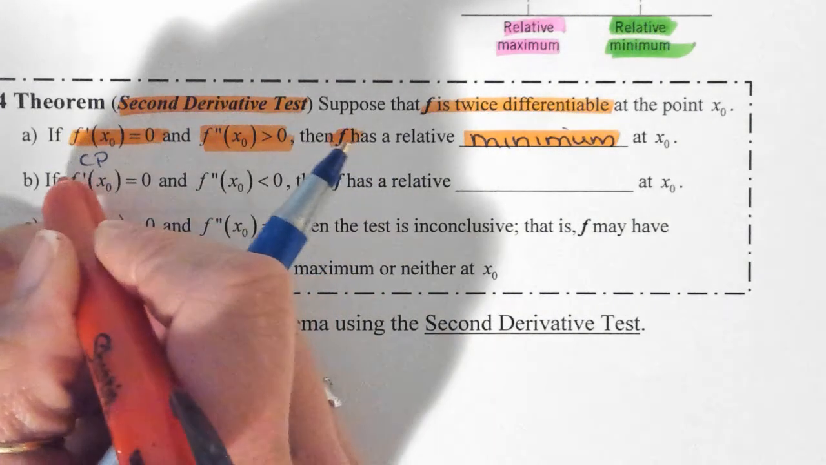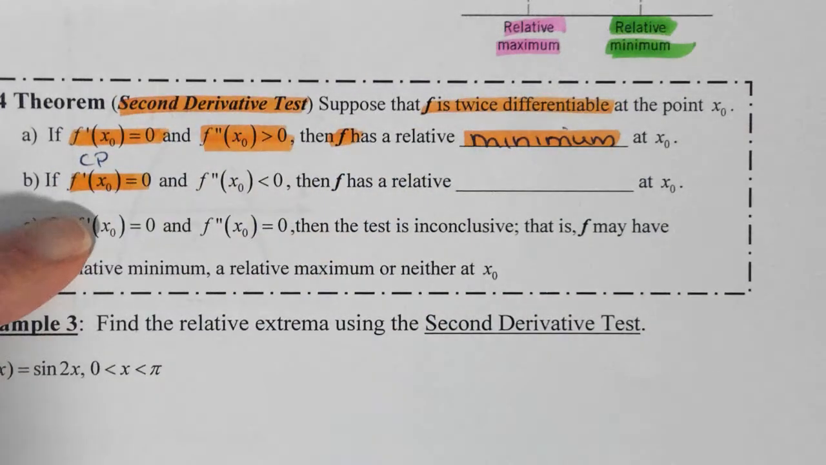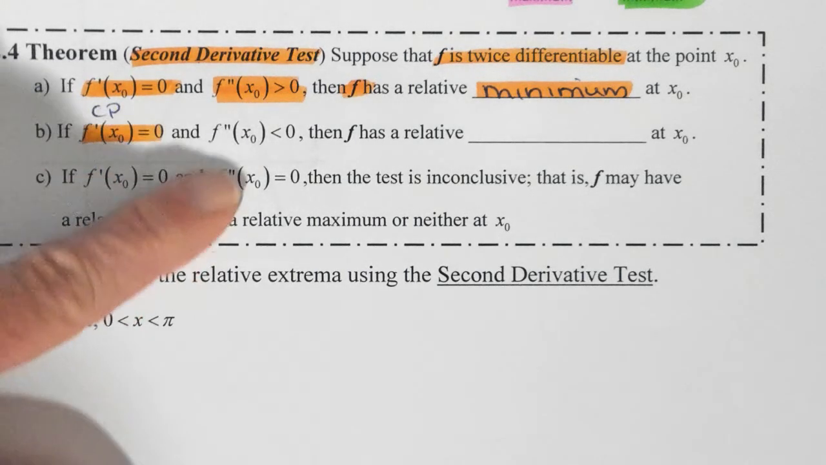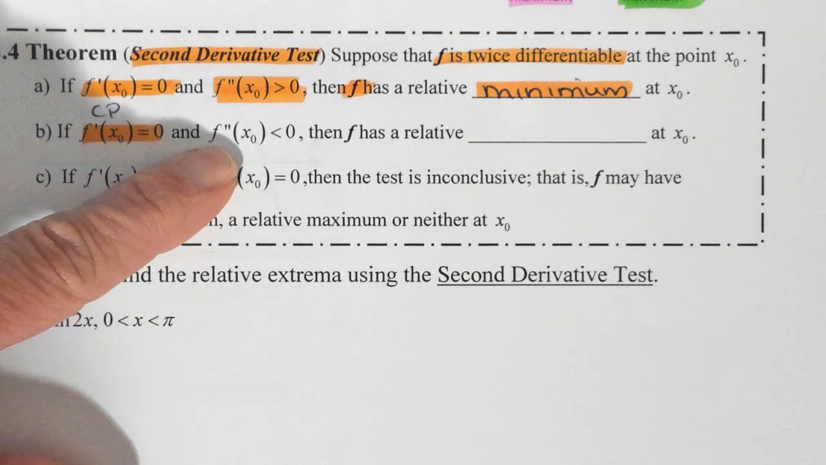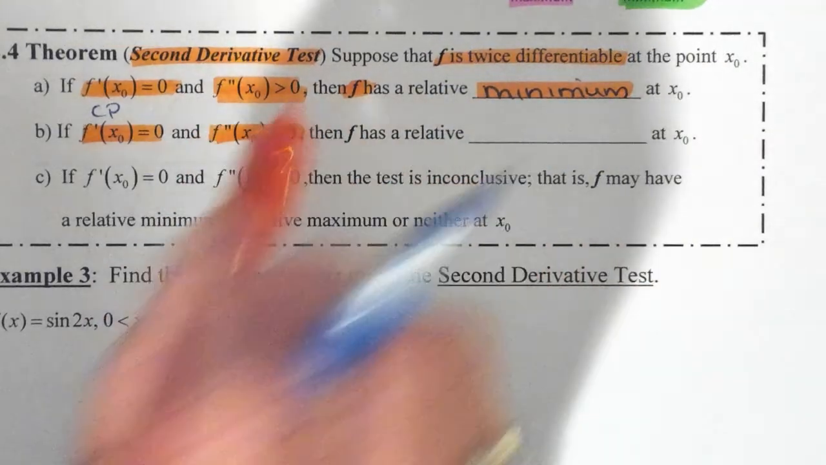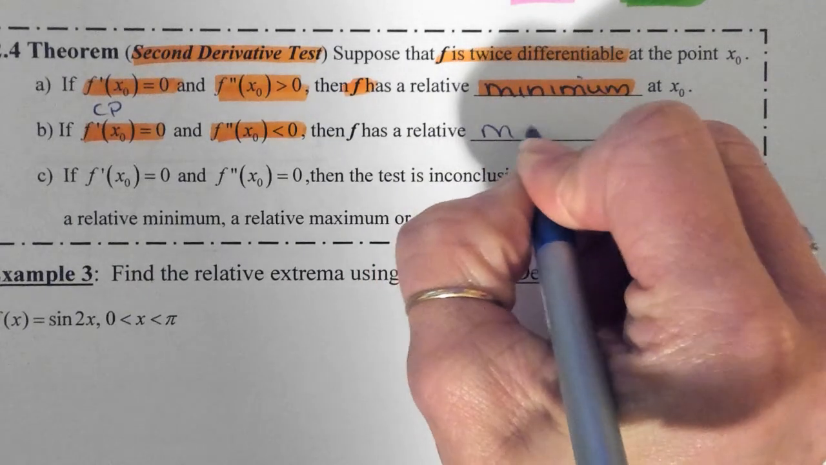Again, for the second part, if you get your critical numbers from the first derivative by setting the first derivative equal to 0, you plug those critical numbers into the second derivative and you get a negative value, you're going to get a relative maximum.